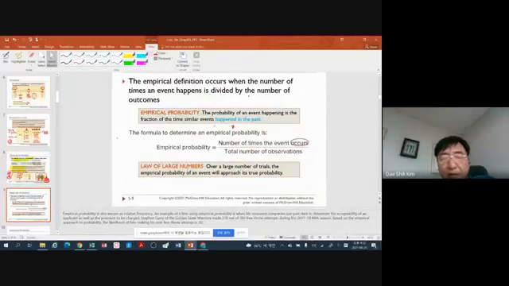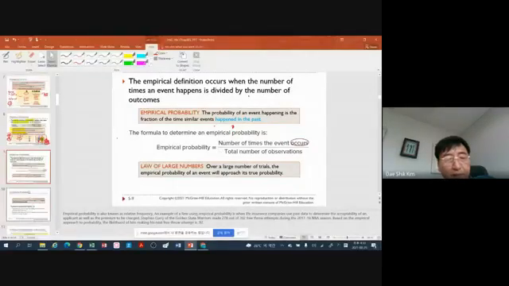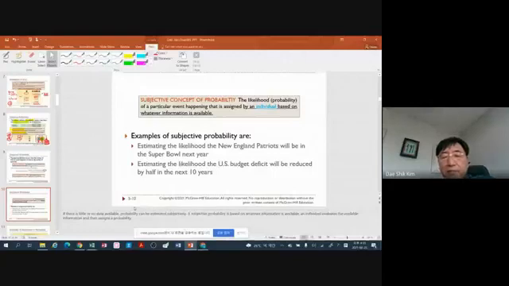The law of large numbers: over a large number of trials, empirical probability will become closer to its true probability. The third definition is subjective. Subjective means individual. It depends on you. It's by one individual's perception or experience, based on whatever information is available.